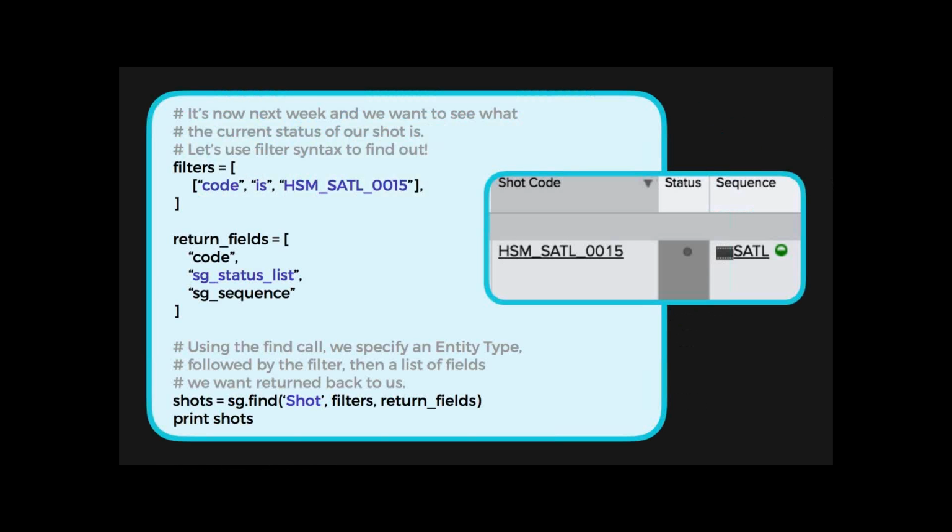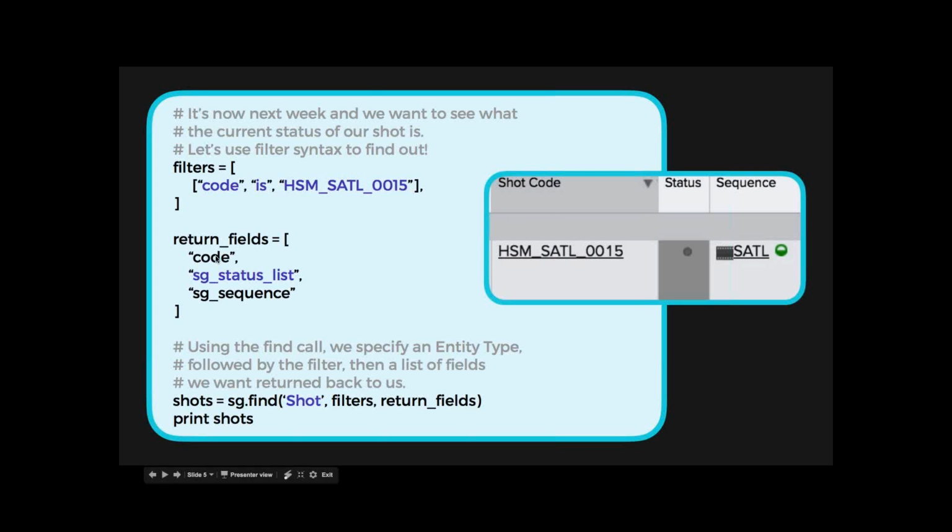So this is kind of codey, but it's trying to show the simplicity of how our API works. So we'll start from the bottom of this. You'll see that we have this code here called shots equals sg.find shot, and then some filters, and we return some fields. And above here, we're just showing what filters we want. So we want a shot with the name or the code of this fancy code that someone has named their shot with, HSM saddle 0015. And we want to return the fields.